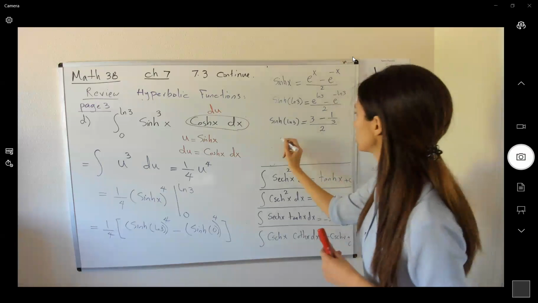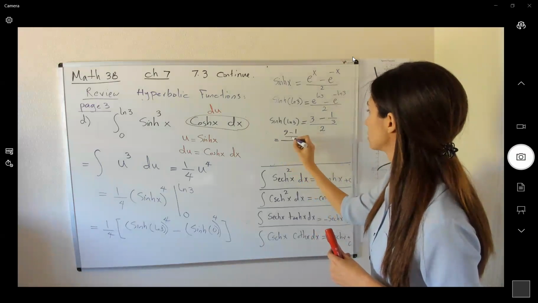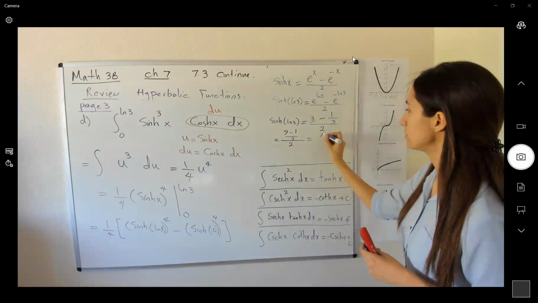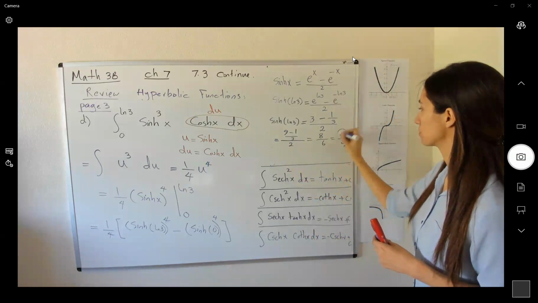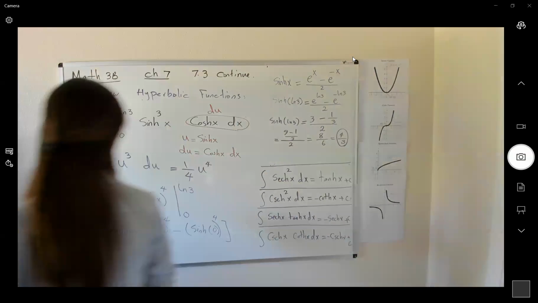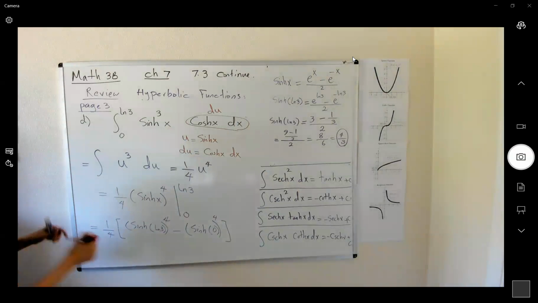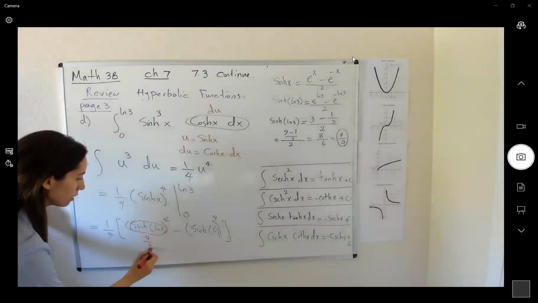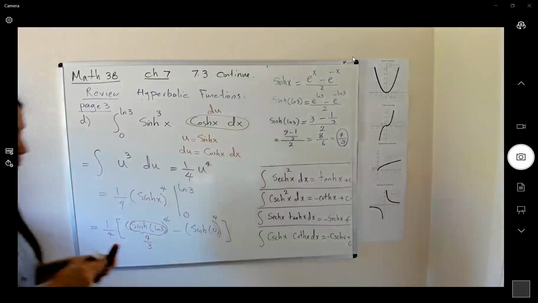So if you take a common denominator in the numerator, you get 9 minus 1 divided by 3. The whole thing is divided by 2. So you get 8 divided by 6, or 4 thirds. This is 4 over 3. Then you have to raise it to the 4th power.